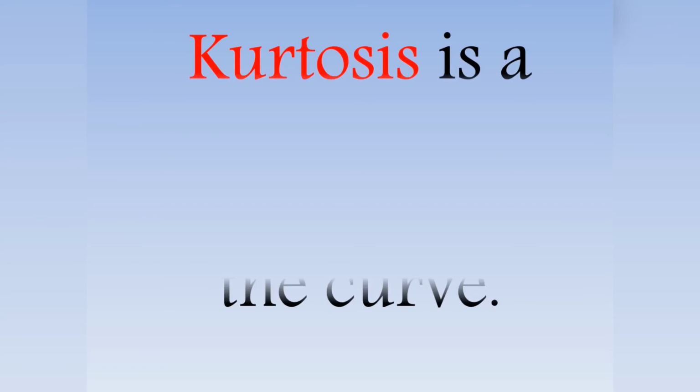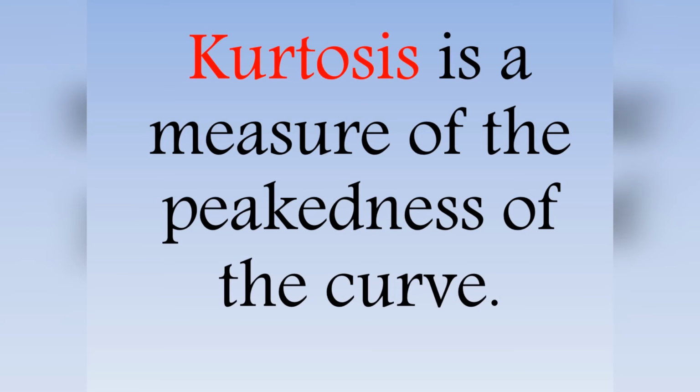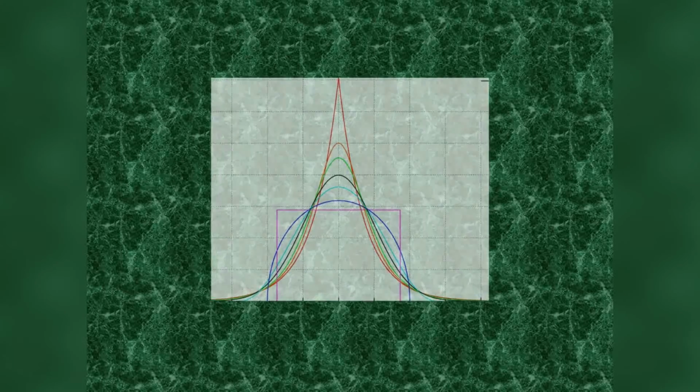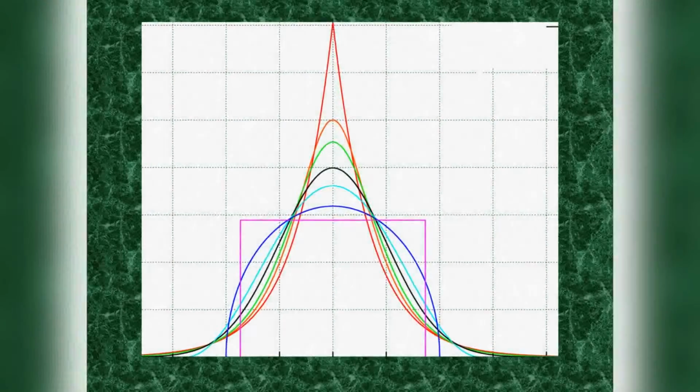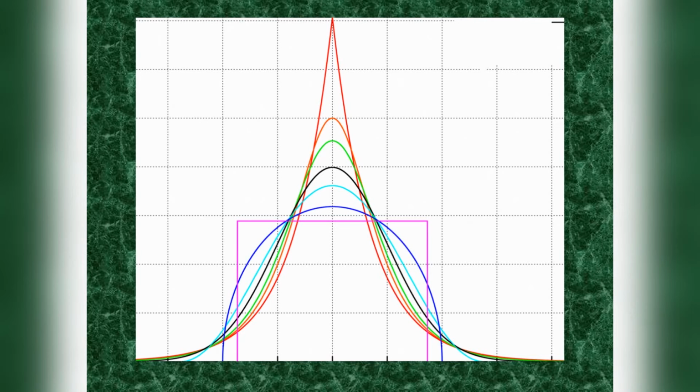Finally, the 4th descriptive measure is kurtosis. Kurtosis is a measure of the peakedness of the distribution. More the curve is peaked at the average, more the observations are concentrated around the central value.